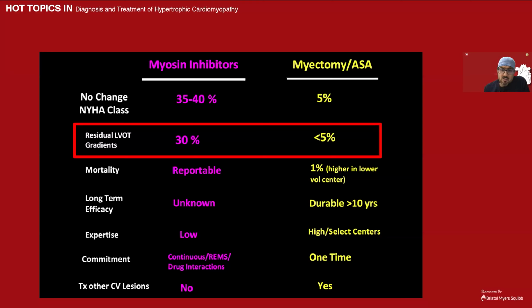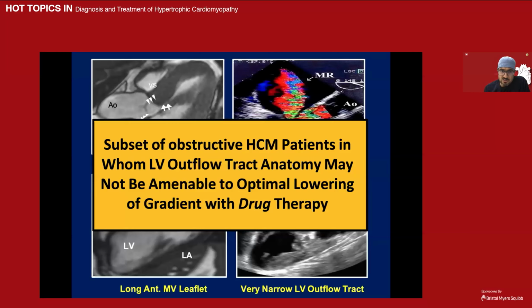But for myectomy and alcohol septal ablation, you need a highly selective center with high volume, because that really affects the mortality and the outcome of the procedure. We know with myosin inhibitors there are a lot of drug interactions, whereas myectomy is a one-time procedure. With myosin inhibitors, you're not able to address other cardiovascular lesions, whether it's papillary muscle abnormalities or mitral valve problems, where you can address those with myectomy, mainly with surgery.